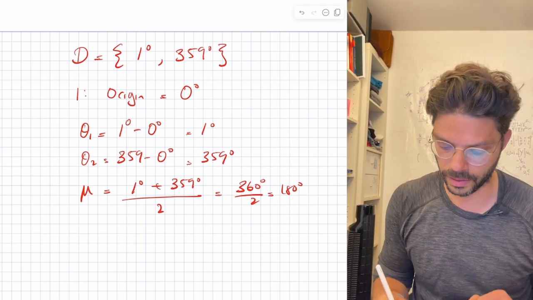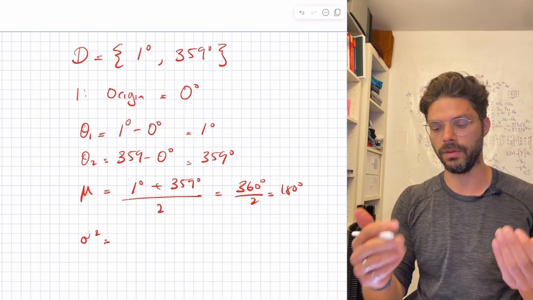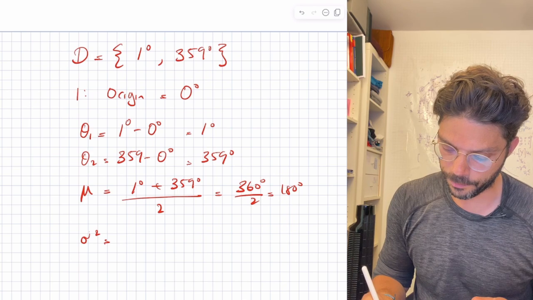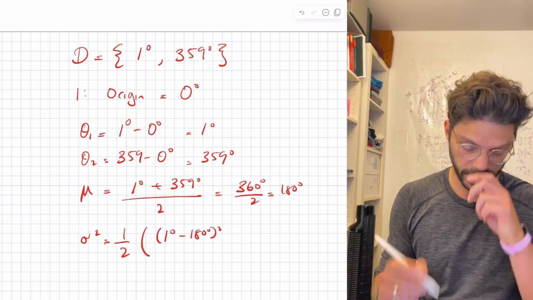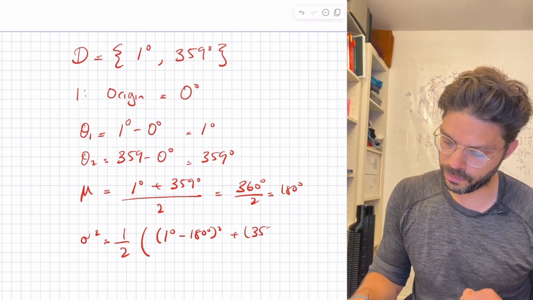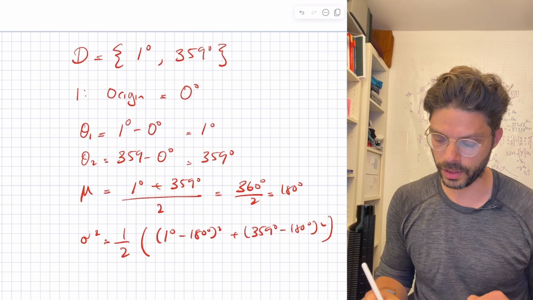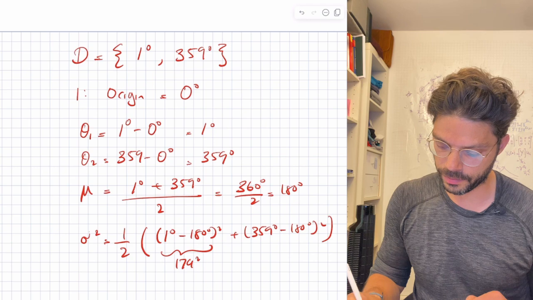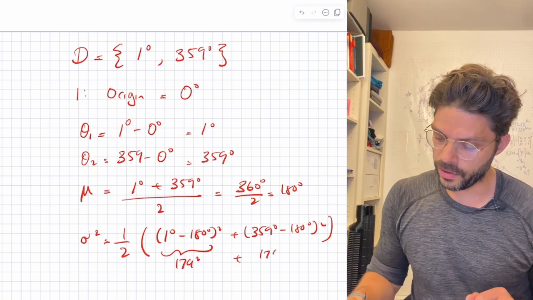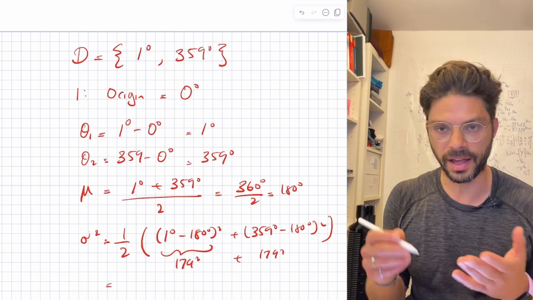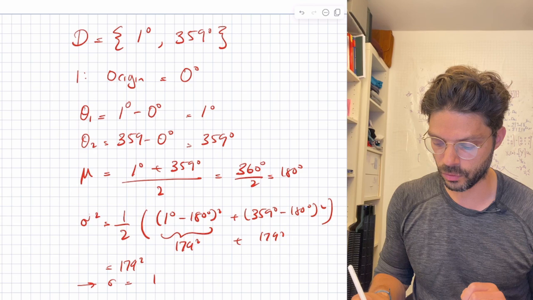And now let's compute the variance. The variance is going to be the average of the squared deviation of the data points from their mean. So that's going to be 1/2 times (1 degree minus 180 degrees) squared plus (359 degrees minus 180 degrees) squared, and the 1/2 is because we have 2 data points. Well, this is negative 179, and once you square it, the negative disappears. And then you have another 179 squared, so there's 2 of them. So the variance is going to be 179 squared. Therefore, the standard deviation is 179 degrees.